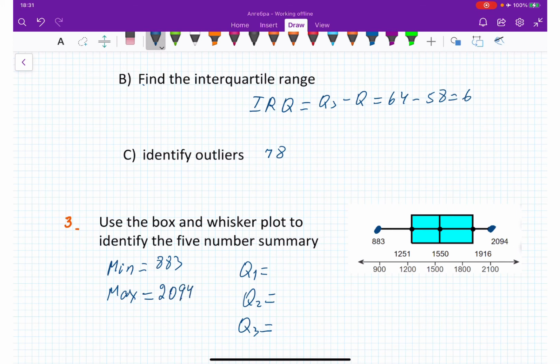Q1, it's going to come down. Right, see, it's mentioned here, 1251. And this one obviously says 1916.